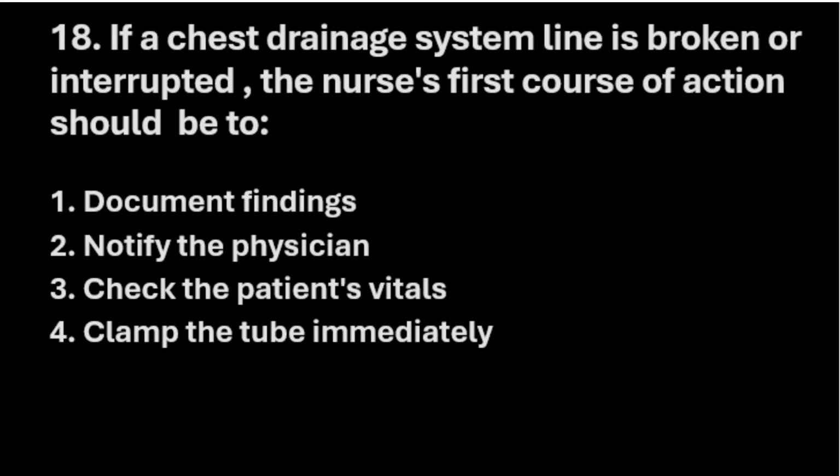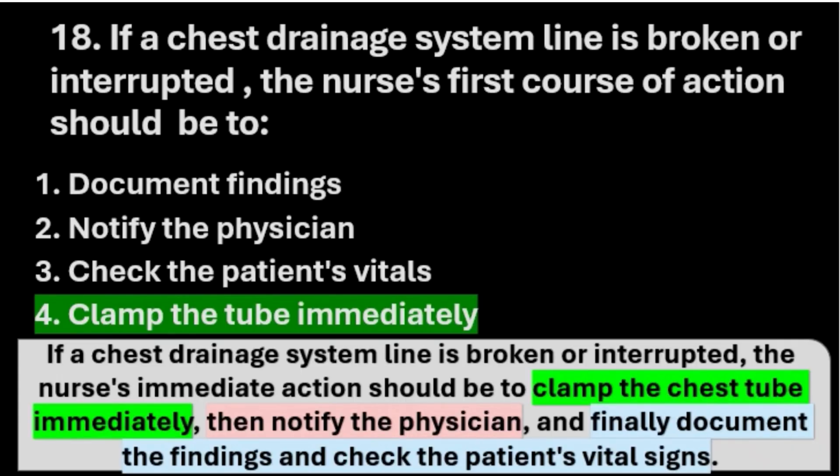The right answer here is first priority is option 4, clamp the tube immediately. If a chest drainage system or line is broken or interrupted, the nurse's immediate action should be to clamp the chest tube immediately. Then the second one is notify the physician. Then check the vitals and document it. So this is the order: clamp the chest tube, notify the physician, then check the vitals and document.